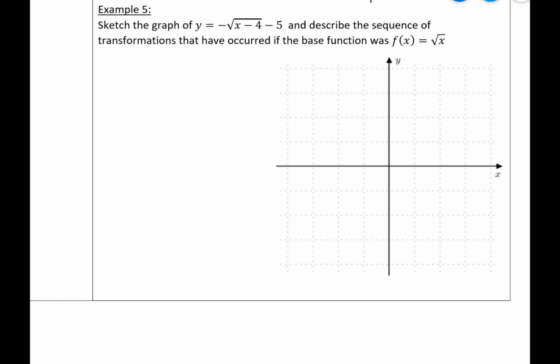So this is a square root function. So you can go through your notes, remember what that generally looks like. You need to apply the sequence of transformations so that you can sketch that graph and describe the sequence of transformations here. So again, sketch the graph and describe the sequence of transformations. Pause the video, give it a go, and we'll do the solution in a moment.